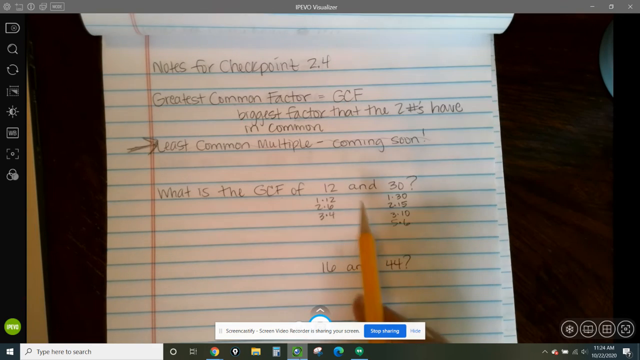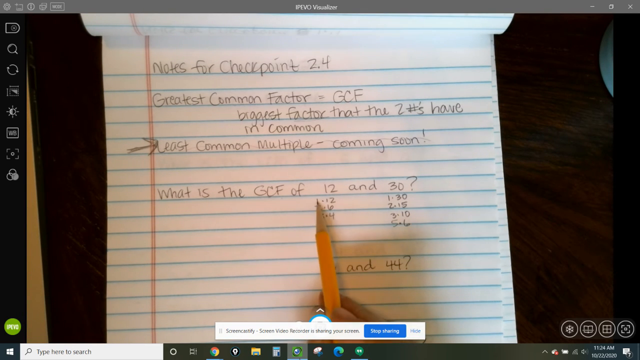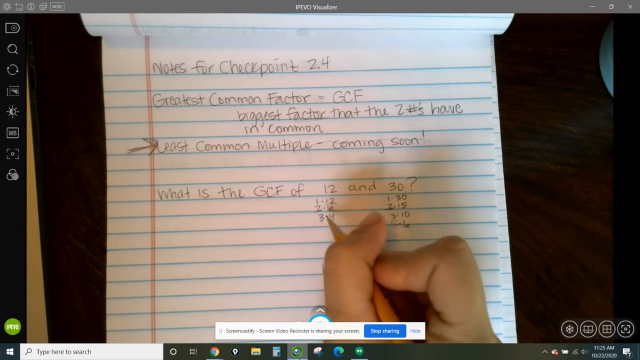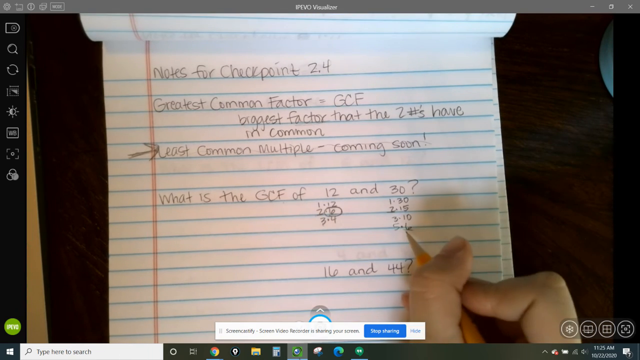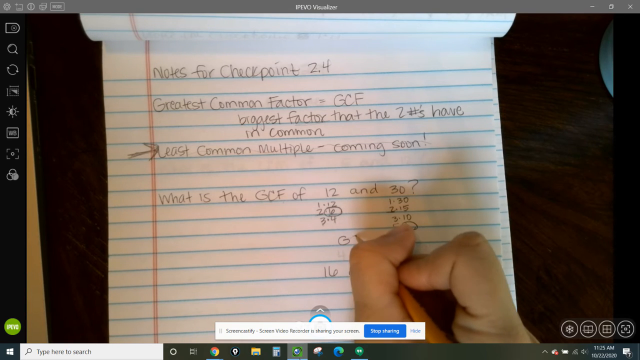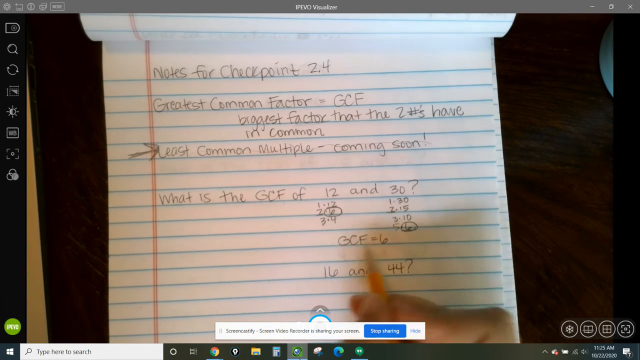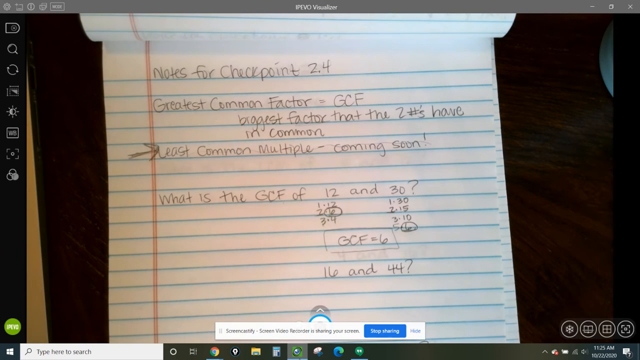So what's the biggest one that they have in common? Well, 1 they have in common, but that's probably not the biggest. Let's see, 12. This one didn't have 12. 2, okay, they both have 2. So right now 2 is the biggest. How about 6? Yes, they both had 6. So right now 6 is the biggest. 3, they both had 3, but 6 is still bigger. 4, this one didn't have 4. 15, 10. Okay, so the biggest one they have in common is 6. This one had a 6 and this one had a 6. So the greatest common factor of 12 and 30 is 6. 6 is the biggest thing that they had in common.